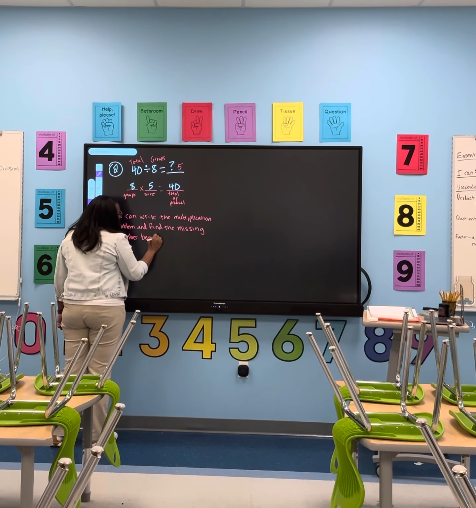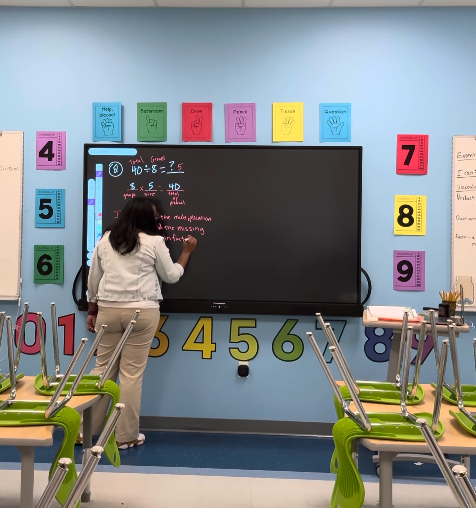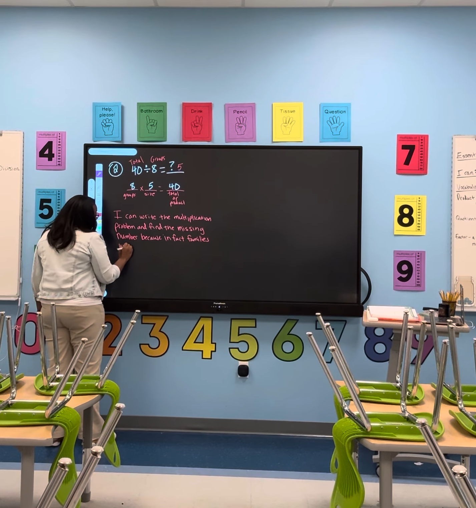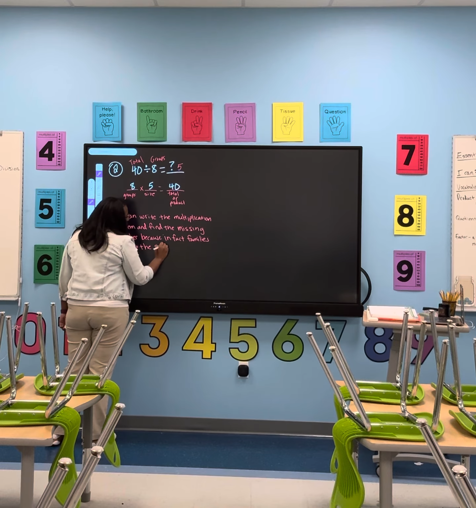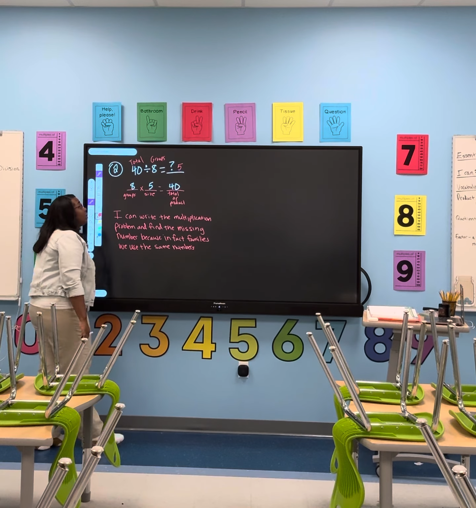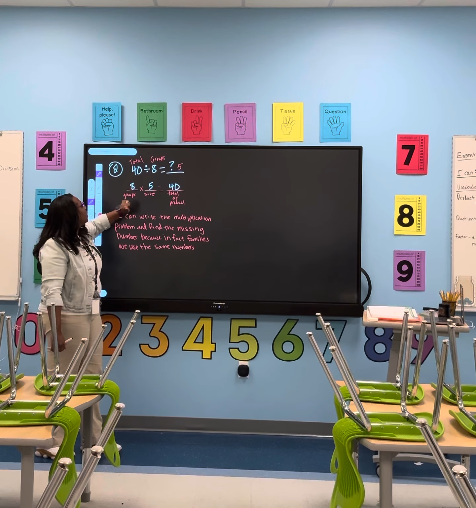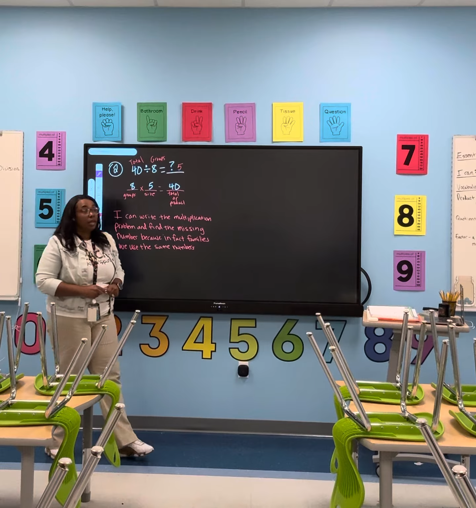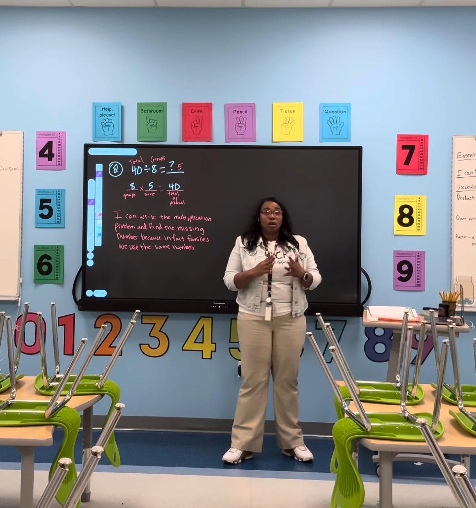Because in fact families, we use the same numbers. Because if I know I have my 8 here, my 8 there, I have my 40 here, my 40 there, and the number that I don't have is 5, then I would know that's a 5. And again, you can double check that by doing your skip counting and making sure that is correct.